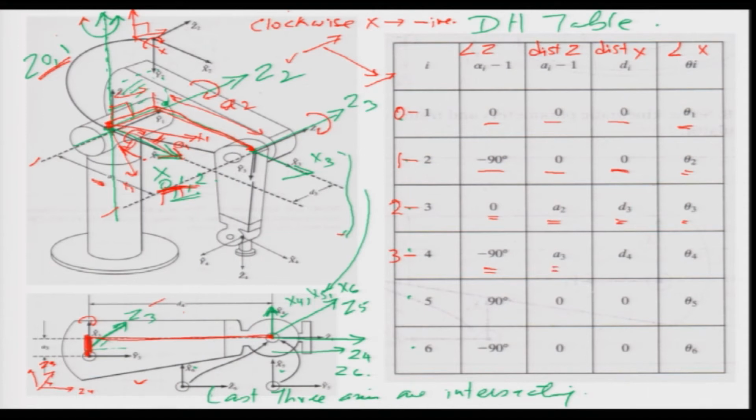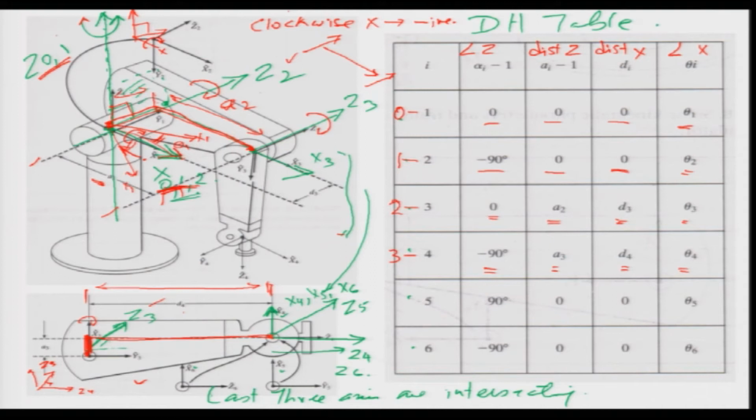Now, what is the distance between the x axis? That is my D. So, where is the x axis? The x axis of Z3 is upward, and the x axis of axis 4 is here. So, there is a distance, this much is the distance, and what we get is D4. Now, when axis 4 moves, what will happen is the angle between the x is going to change, and that is my theta 4, okay, the variable theta 4.